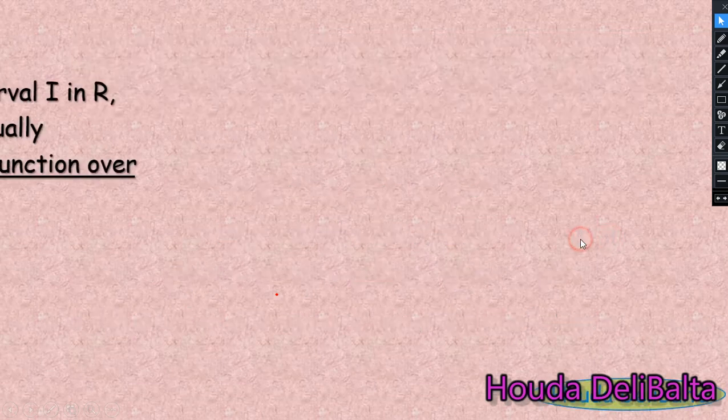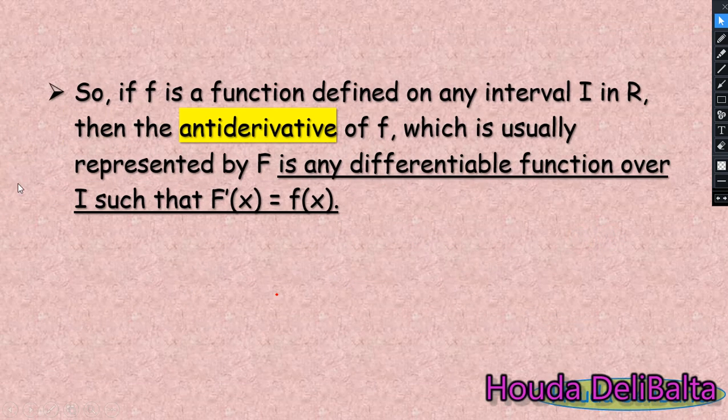What's the relation between derivatives and antiderivatives? If a function, a small f, is defined on any interval I in R, then the antiderivative of this small f is usually represented by capital F. So the derivative will be represented from now on by small f, and the antiderivative, which is the function before being derived, is represented by capital F.